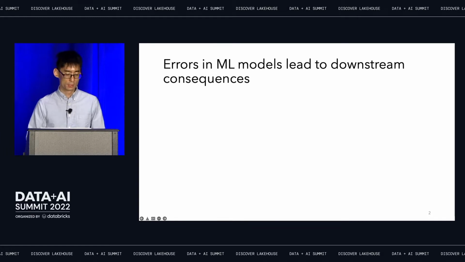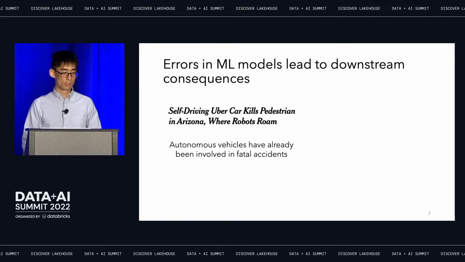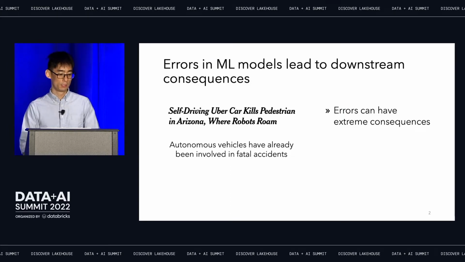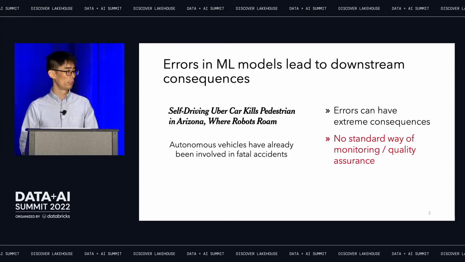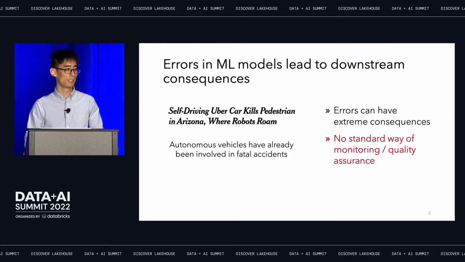To set the stage for this talk, errors in ML models can lead to downstream consequences. For example, errors in ML models have already led to fatal accidents in autonomous vehicles. This is a general trend where errors in these ML models can have extreme consequences. They're used in things ranging from recidivism prediction to, as I mentioned, autonomous vehicles. This is particularly problematic because there's no standard way of doing monitoring or quality assurance over these ML models, despite being placed in these high-stakes scenarios.